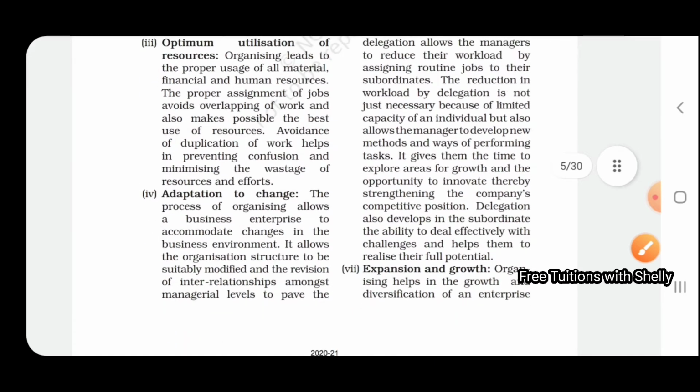Next is adaptation to change. The process of organizing allows a business enterprise to accommodate changes in the business environment. We have learned before that a business environment keeps on changing, it is dynamic. So the process of organizing helps it to adapt to the changes taking place in the organization's environment, and if any revision or restructure is to be brought, they will take steps accordingly.